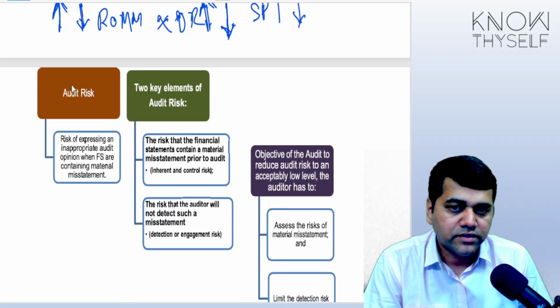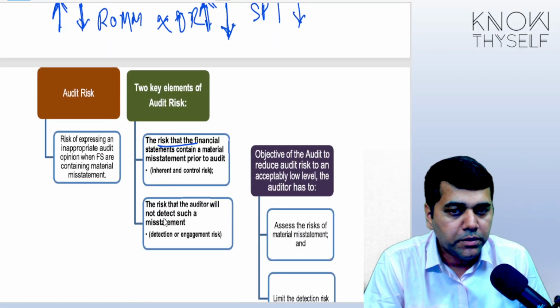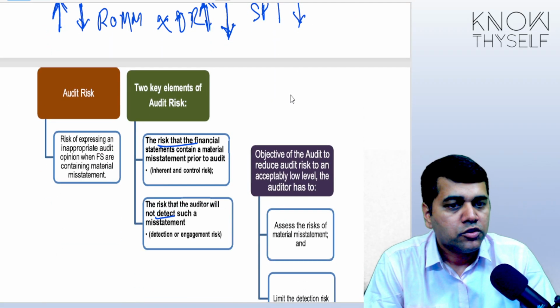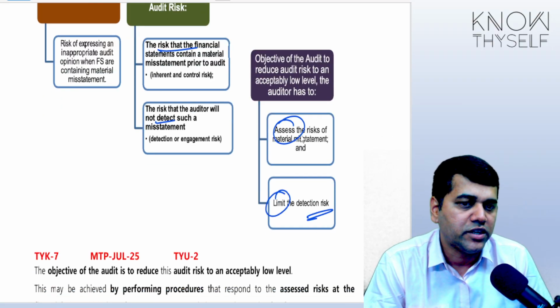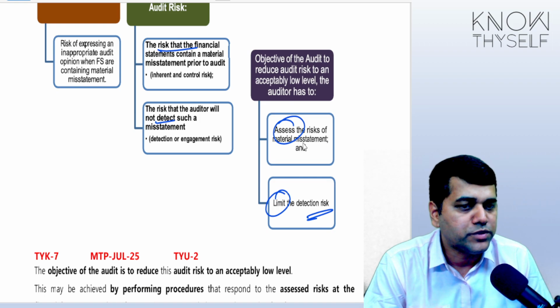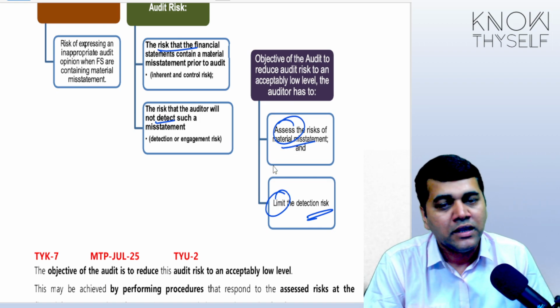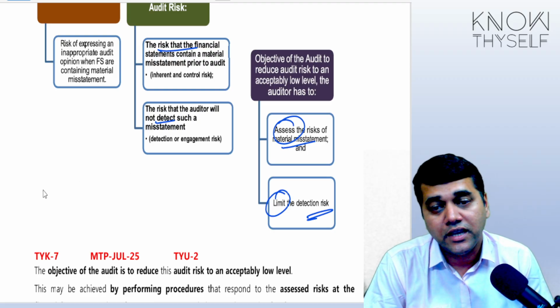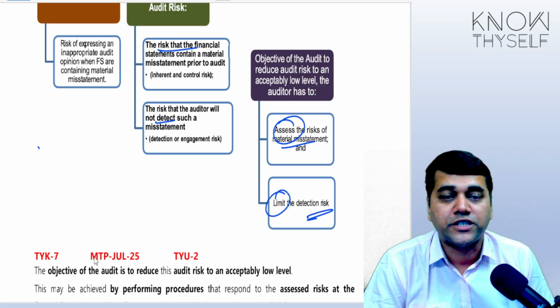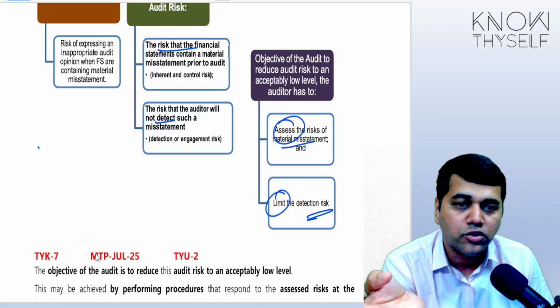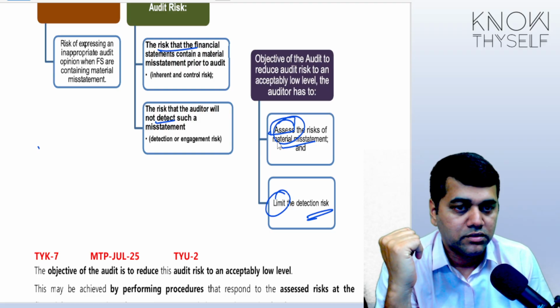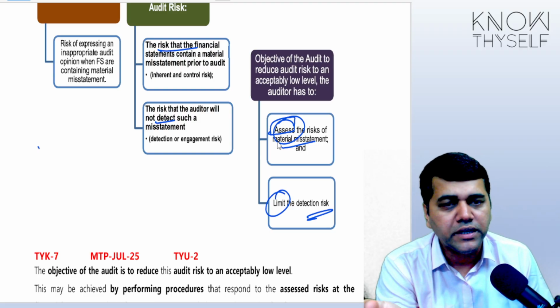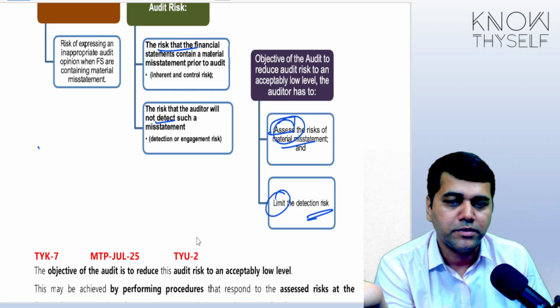So the audit risk has 2 key elements, ROMM and DR. The overall objective is to assess and limit the detection risk. The auditor's role is to assess the risk of misstatement. You have to make an assessment, because that's what I told you in one of the questions. They asked how the auditor can control the risk of misstatement. The auditor can only measure that. He cannot control it. Okay.